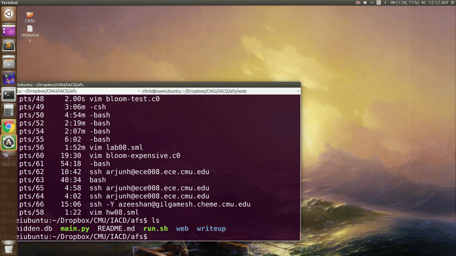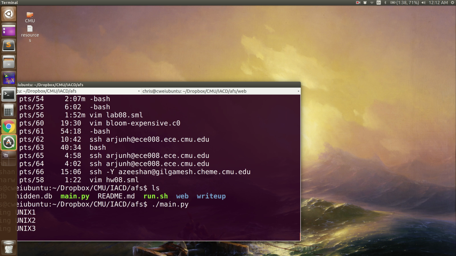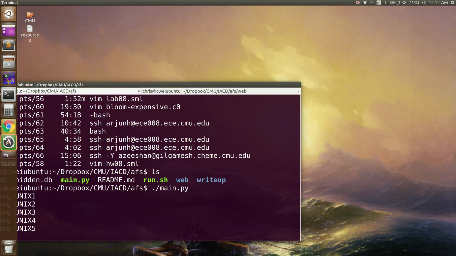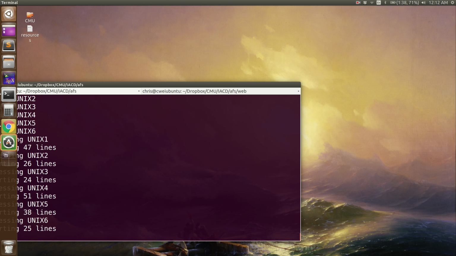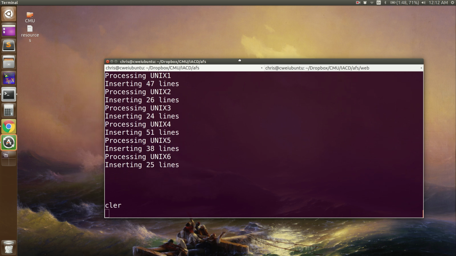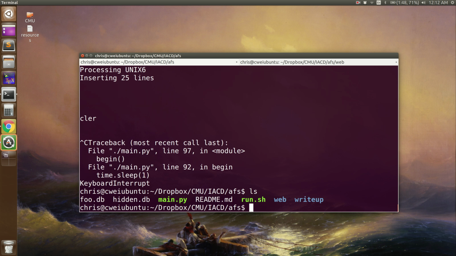So we can see here, we're hitting 1 through 6, all 6 Unix machines, and then saving the results. And we can see we saved 47 from Unix 1, 26 from Unix 2, 24 from Unix 3, etc. And these guys got saved. Okay, we can just cancel out of that. We can see that these guys got saved into my database.